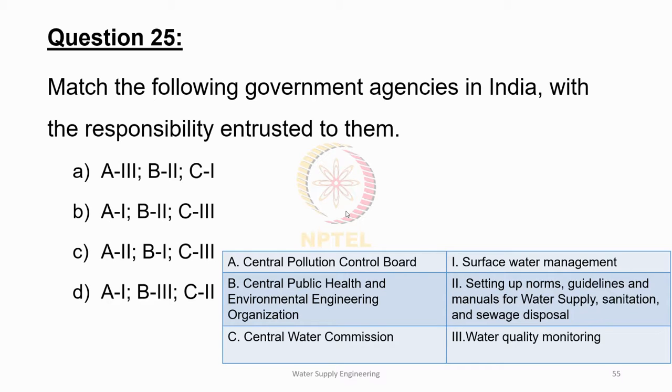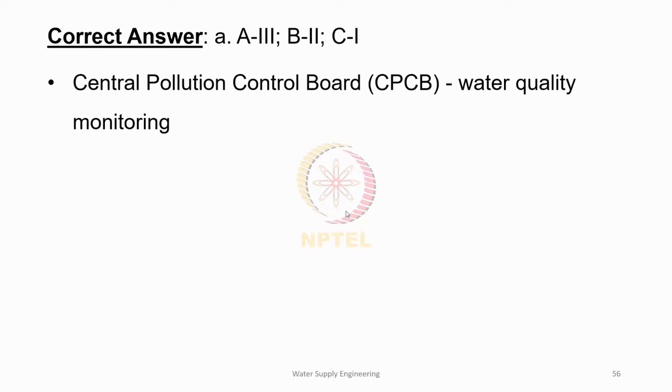Option A, A3, B2, C1. Option B, A1, B2, C3. Option C, A2, B1, C3. And option D, A1, B3, C2. Which is the correct option? Okay, I'm getting similar answers from everyone. That is option A. Okay, let's see. Yes, the correct answer is option A.